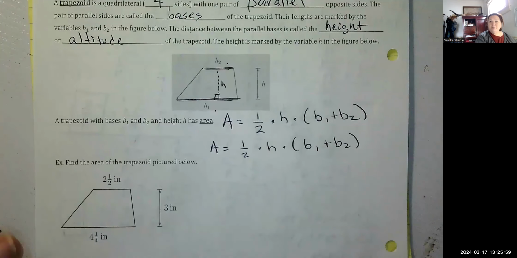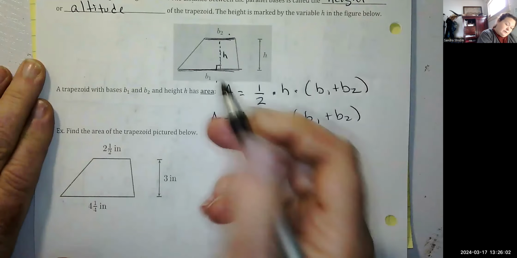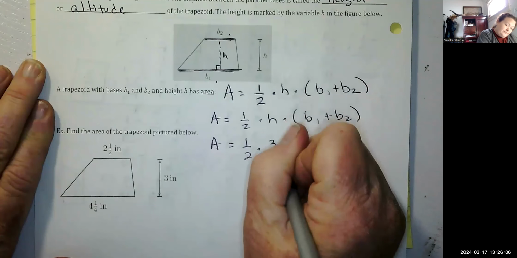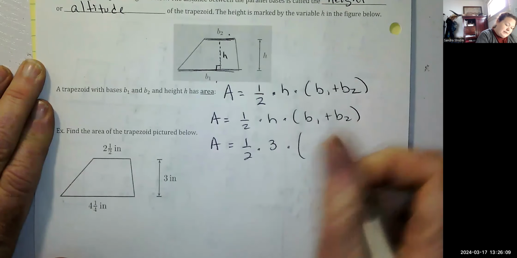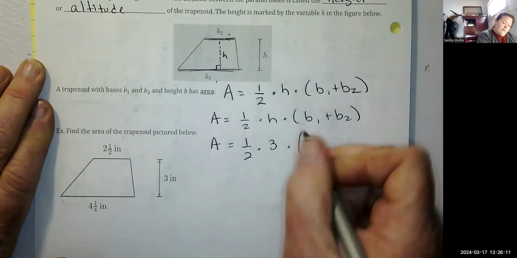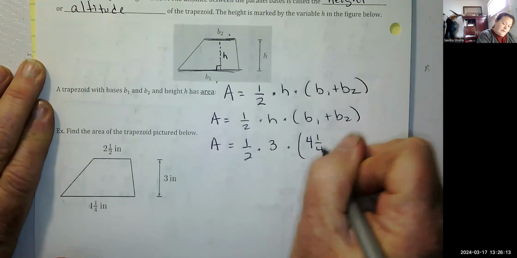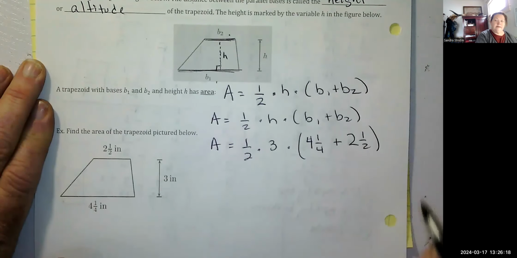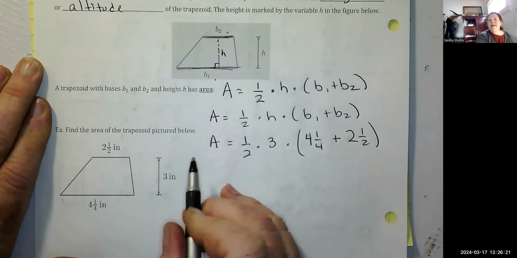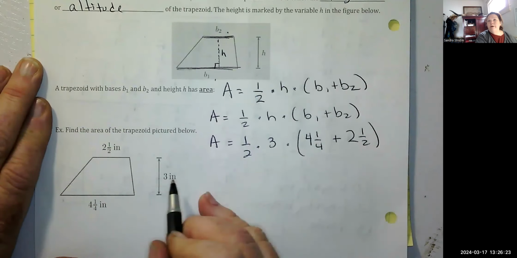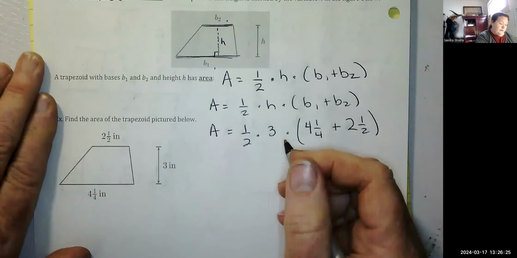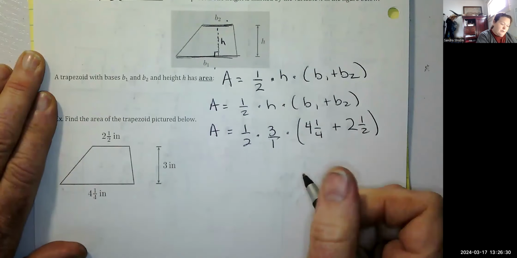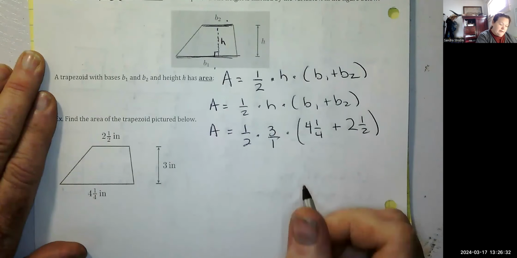What are we going to do first? Well, I'm going to substitute the numbers first. Area is equal to 1/2 times the height, which is 3, times base 1, which is 4 1/4, plus base 2, which is 2 1/2. This is area, so remember it's going to be square inches for our answer. The first thing we're going to want to do is put this 3 over 1 so that when we multiply, we get what we need.